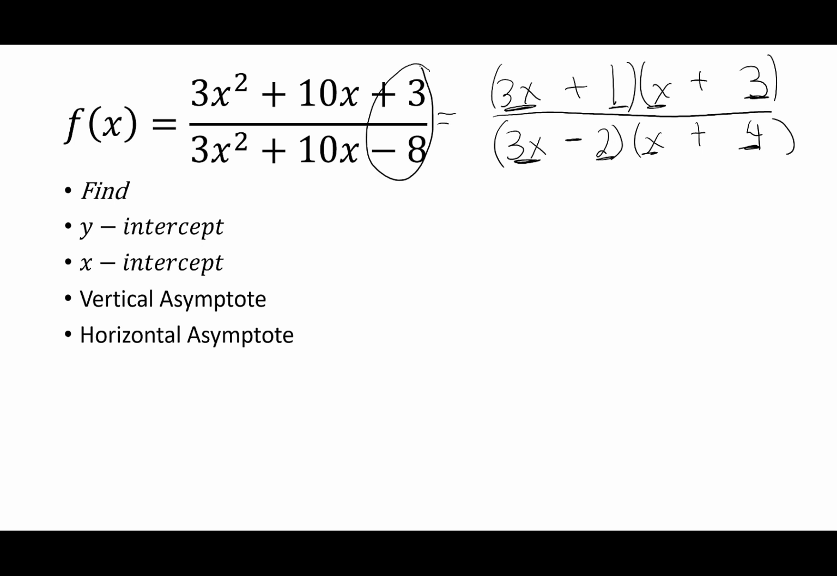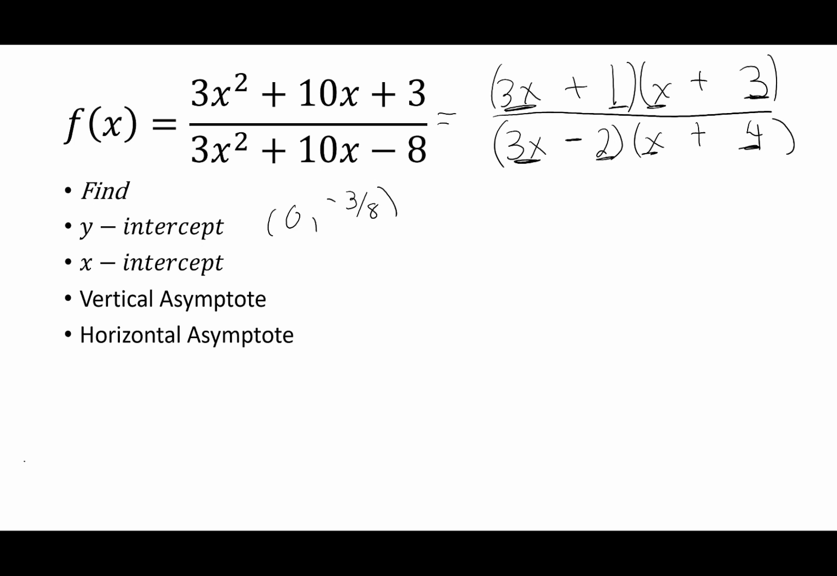I would just go to the last two numbers. So I get (0, -3/8). All the x's would disappear, and so you can just go to the constant terms of the top and bottom to get your y-intercept. The x-intercept, though, you're going to take from the factored form.